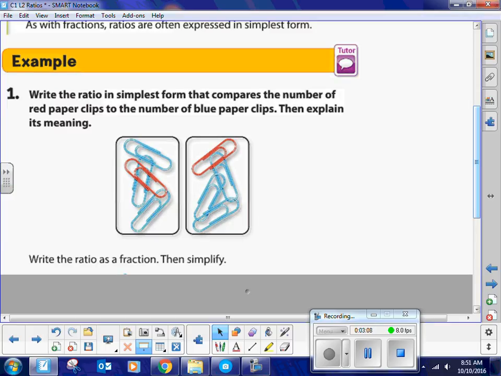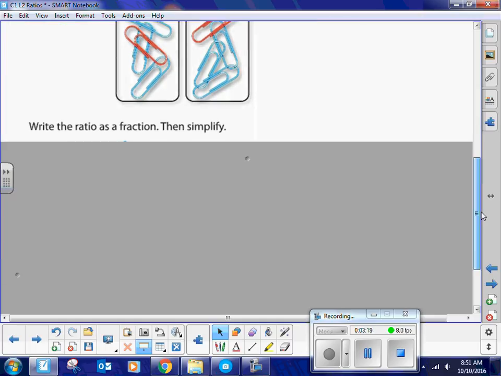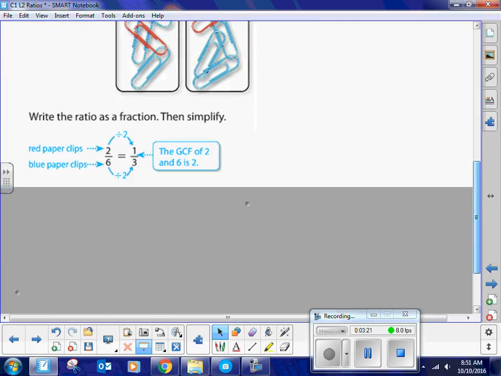Since we understand that, let's try to do this one together as a group. Write the ratio in simplest form that compares the number of suns to the number of moons and explain its meaning. The first thing we want to do is write suns to moons. Suns to moons. And that is.